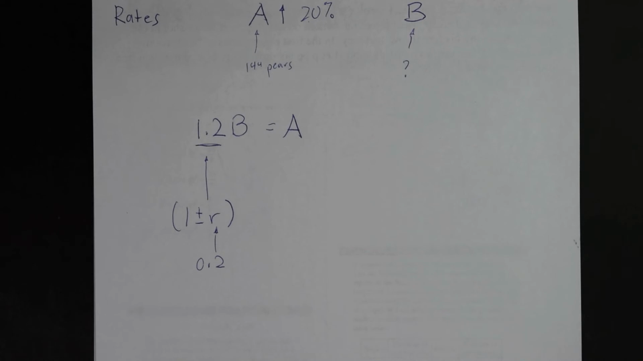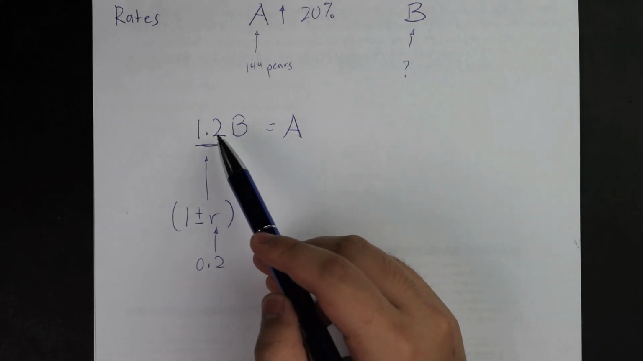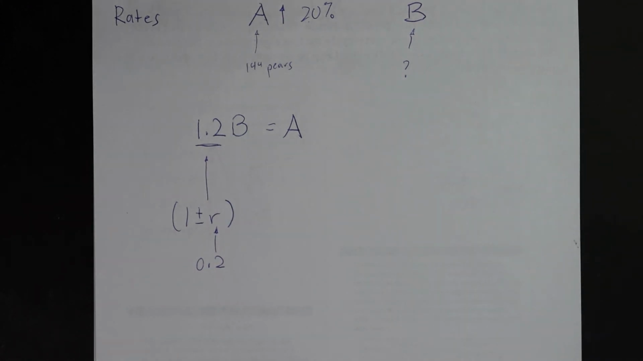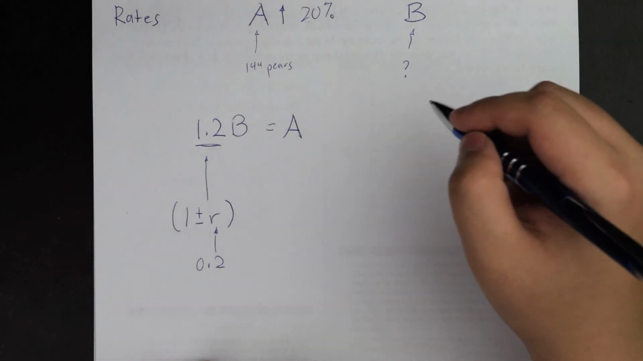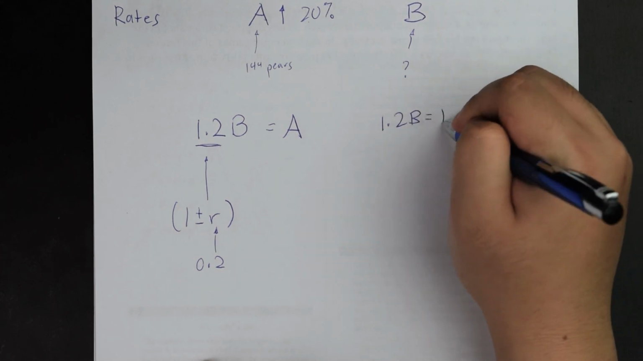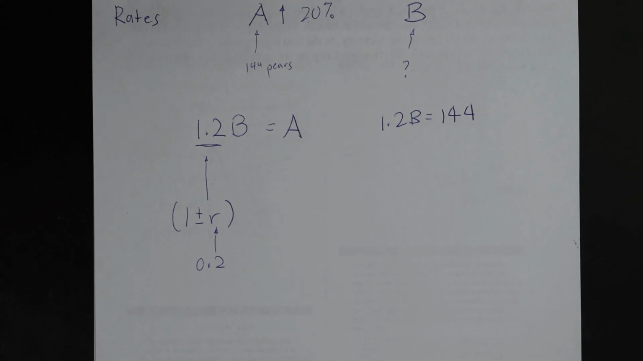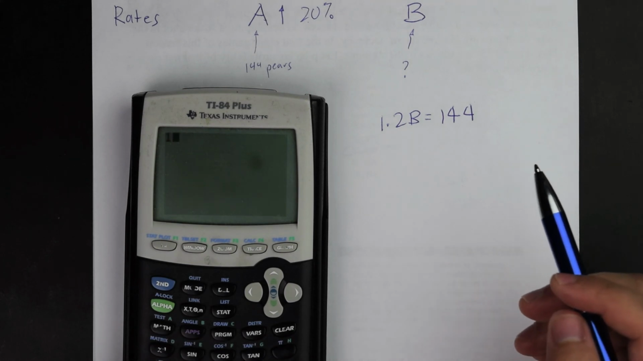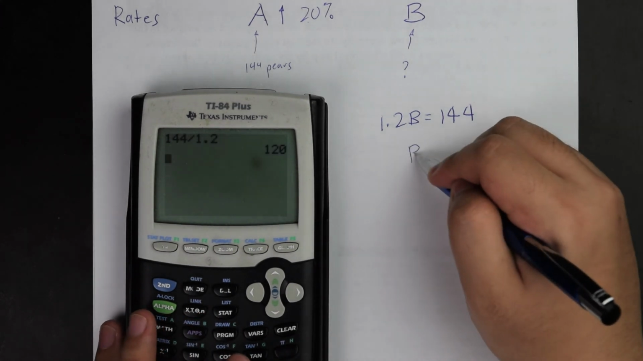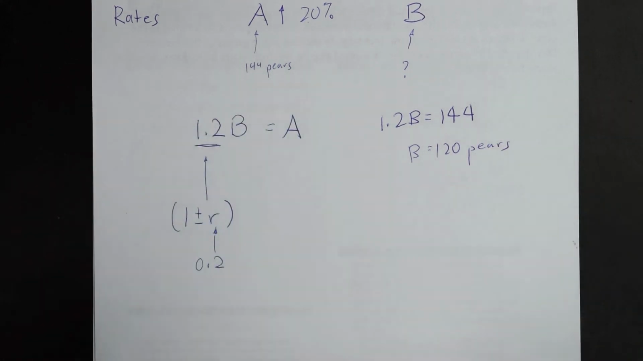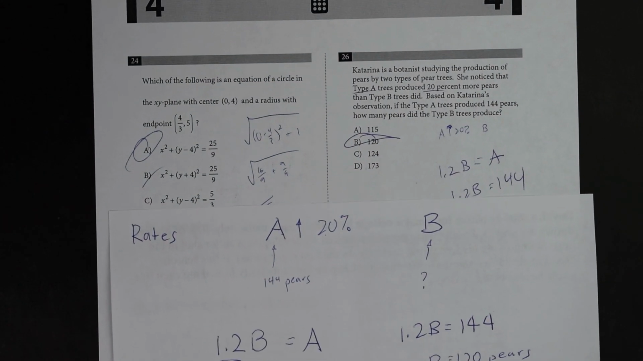If you logic this question out, the important thing is to make sure it logically makes sense. So if I'm doing 1.2, that means it increases my B and will equal A. If you multiply a value and it doesn't logically make sense, for example it should be decreasing, most likely you're messing up on something. But since 1.2b equals A, I can say 1.2b equals 144. Since they stated A has 144 pears, how many does B have? So I did 144 divided by 1.2 and found that B equals 120 pears, and thus the answer for number 26 is B.